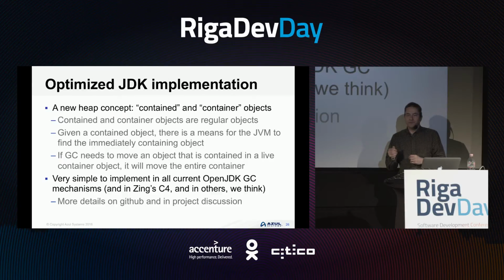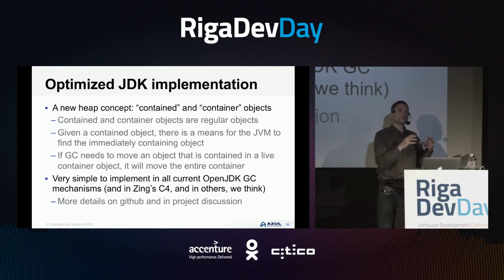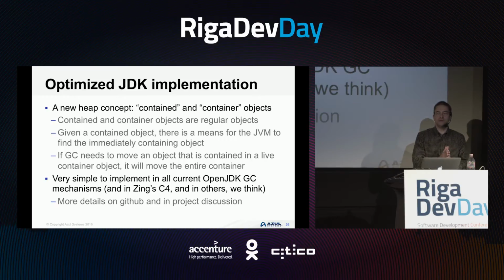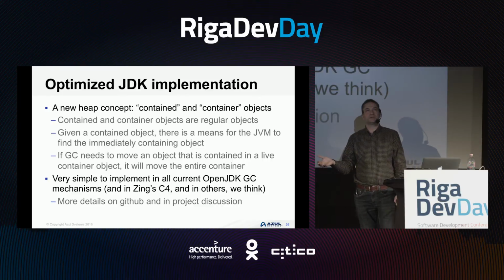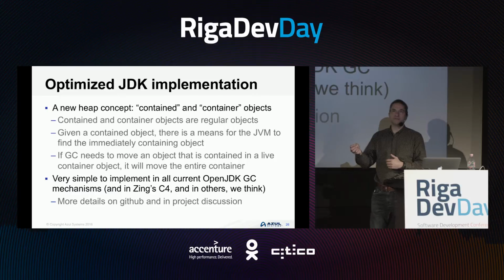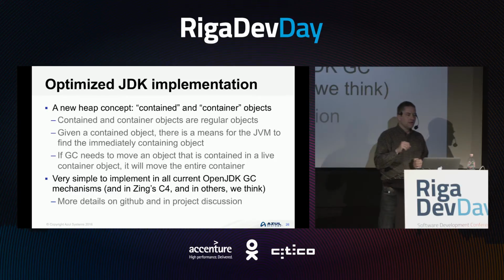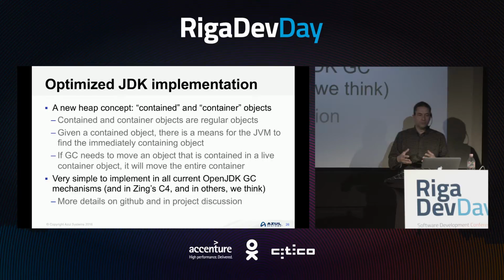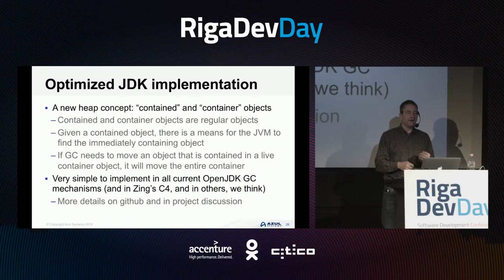In terms of the implementation for the JDK, what we did to optimize things is introduce the concept of contained and container objects. This is not really radically different, but it makes it easier in terms of improving the efficiency. So container objects are just regular objects. Nothing different about them, except that the JDK understands which type they are. If you've got a contained object, then the JVM has a way of figuring out what is the container that holds that object.